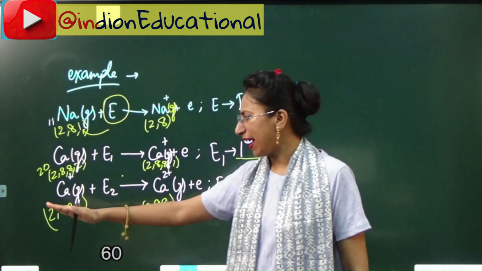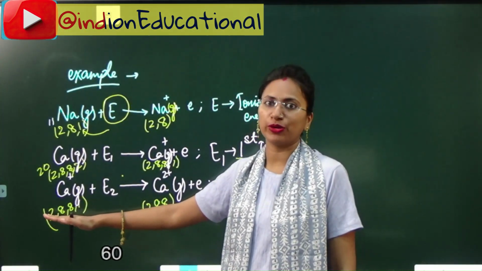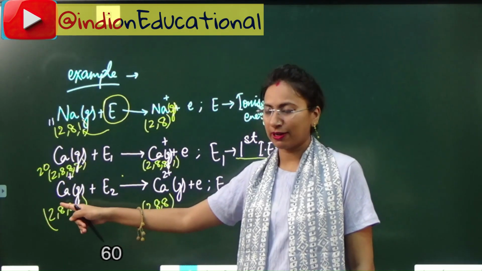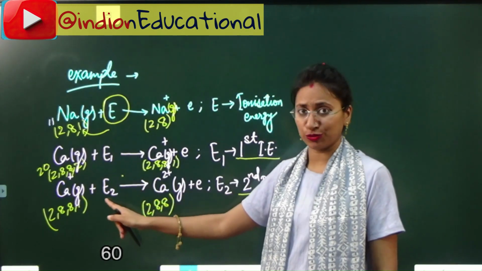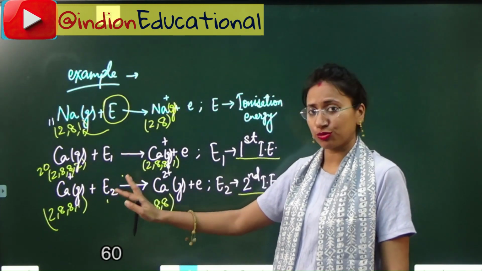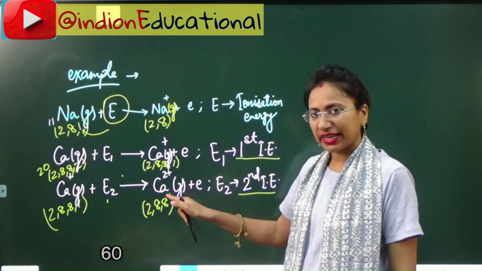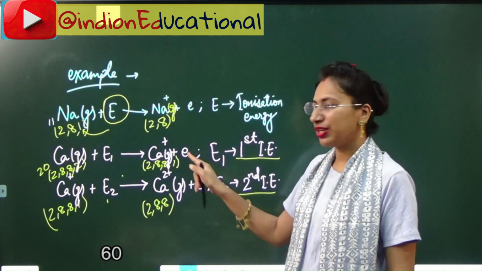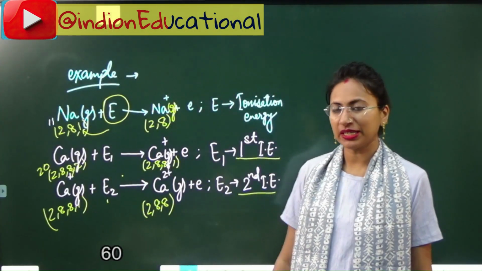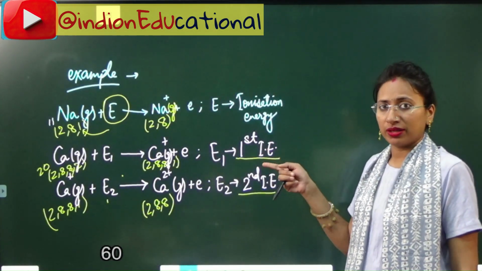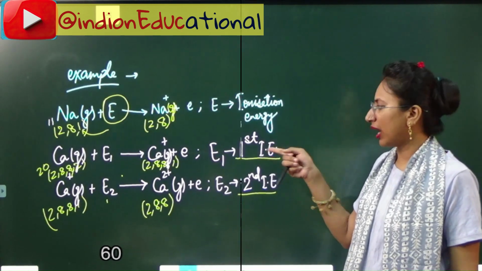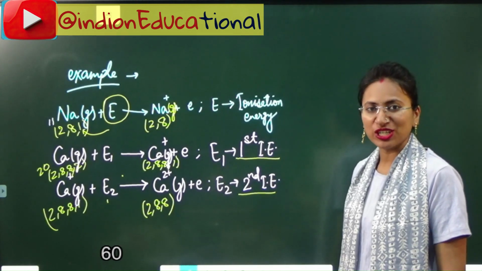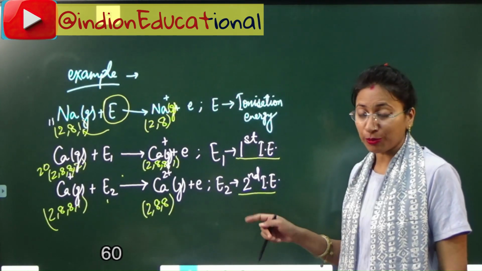If you add these 2 steps, what we get is Ca gas, Ca+ will be cancelled out, plus E1 plus E2. Total energy E1 plus E2 will be required, and in the product we will get Ca2+ gaseous ion, and 2 electrons will be lost in that case. But if you want to check the ionization energy value, you have to go into the first ionization energy and second ionization energy. So these are the important points from here.